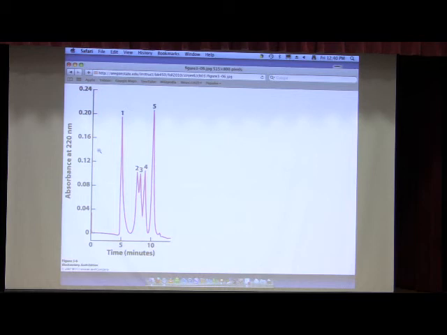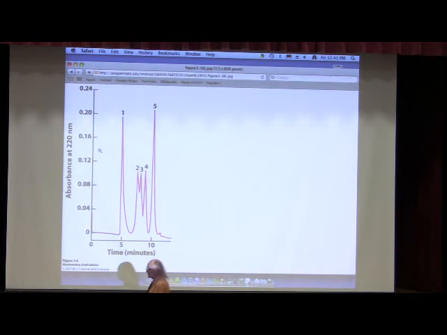Things that have a little bit of polarity, like maybe they have an OH group or something like that, are going to associate some with the beads, but not as much as those that have no charge whatsoever. So with HPLC, and there's different types of HPLC, the type I'm describing to you is called reverse phase HPLC. In reverse phase HPLC, the most polar things come off first. The least polar things come off last.